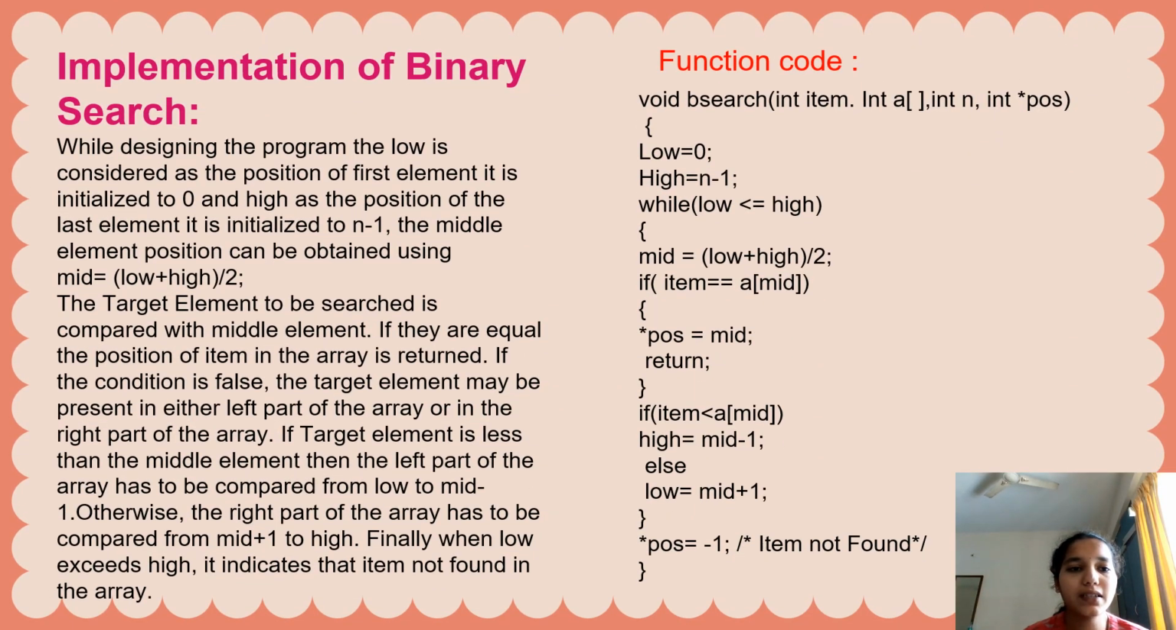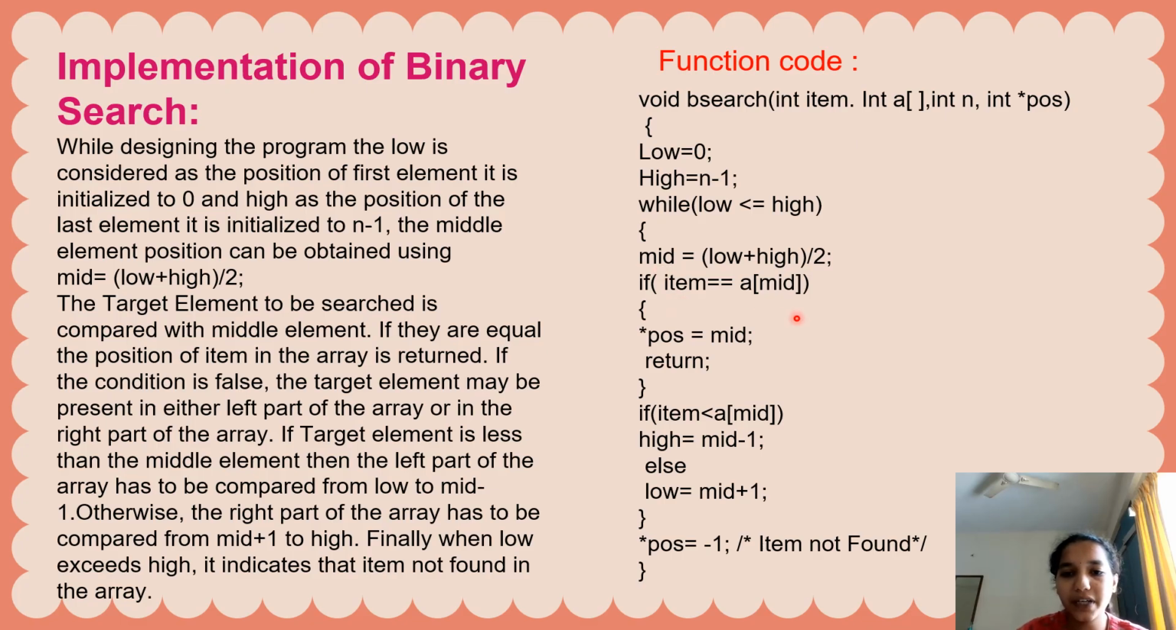Implementation of binary search. While designing the program, low is considered as the position of the first element. It is initialized to 0. And high is the position of the last element. It is initialized to n-1. Here, we initialize low equals 0, high equals n-1. The middle element position can be obtained using mid equals (low plus high) by 2. Here, we initialize mid. The target element to be searched is compared with the middle element.